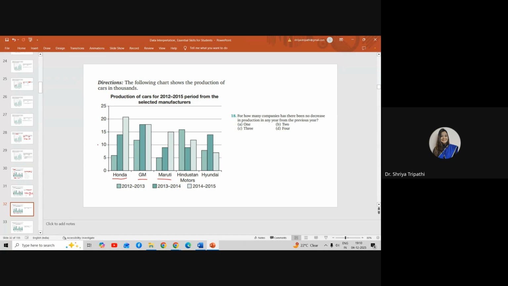No decrease means there is an increase. We can clearly look through the graph. It was 6, till 14, till 21, 22. Here also we can see it was neutral. Again, there was no decline in it. The third company is Maruti. Here you can see there was a drop. Here you can see there was a fall, again a drop. So the answer is option C, 3 companies. Are we clear, everyone? Yes, ma'am. No decrease means increase. Have you all understood? Yes, ma'am.